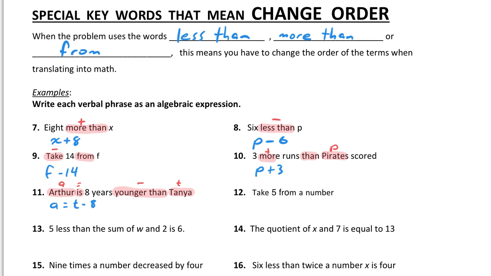Now we're going to take 5 from a number. So taking and from and number are all going to be keywords. Take means we're going to subtract. From means we're switching things around, and the number is just going to be called n. So we switch things around. We take 5 from a number. N goes first, and we're taking 5 from it.